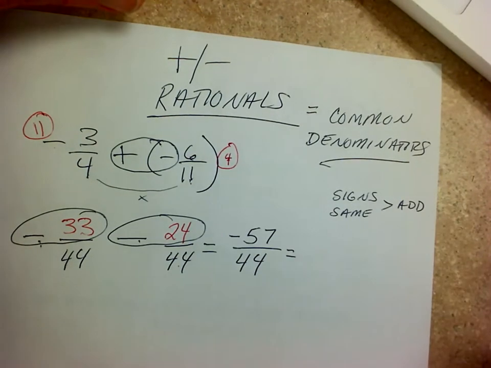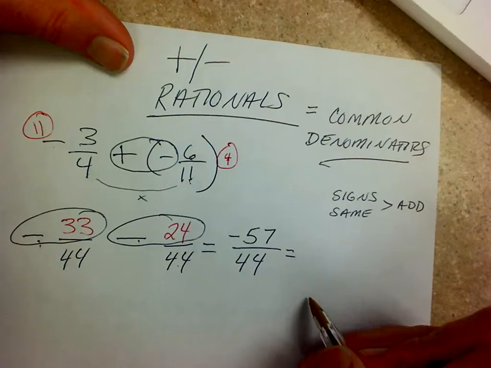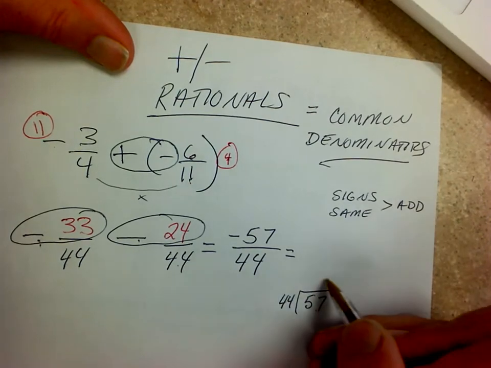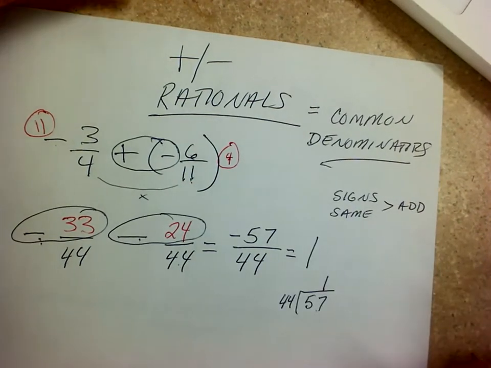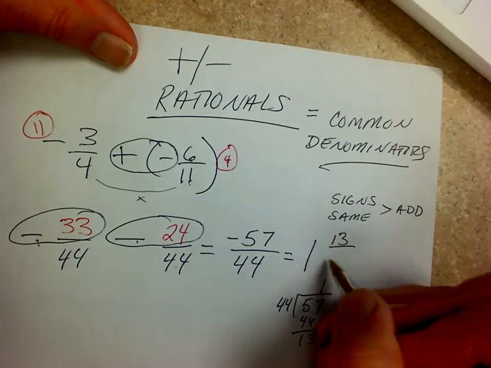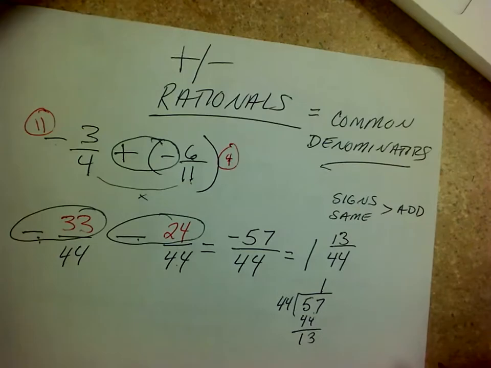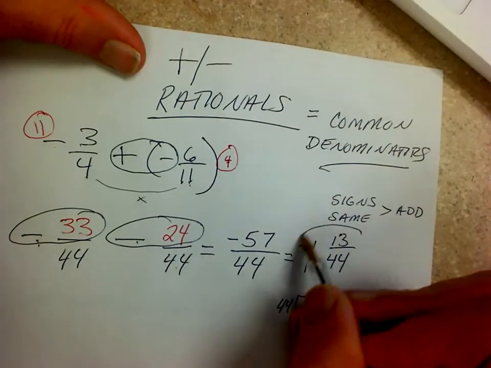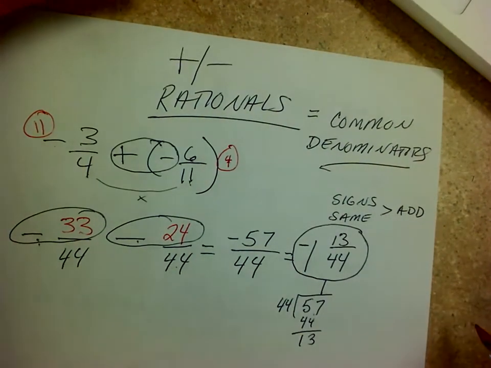Now we've got to simplify that. 44 into 57, we get one whole, and we have a remainder of 13. Don't forget your negative sign. So we would end up with negative 1 and 13/44.